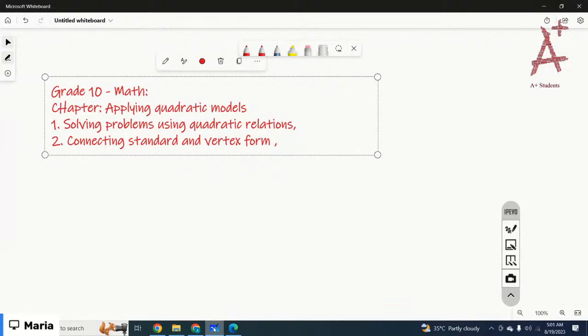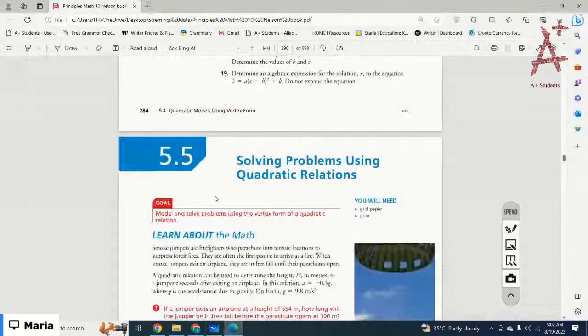We are here for grade 10 math. We are working on the book Principles of Mathematics grade 10. The lesson we are working on is applying quadratic models, and the lessons we're going to cover from the chapter are solving problems using quadratic relations, and connecting standard and vertex form. So here it is, solving problems using quadratic relations.